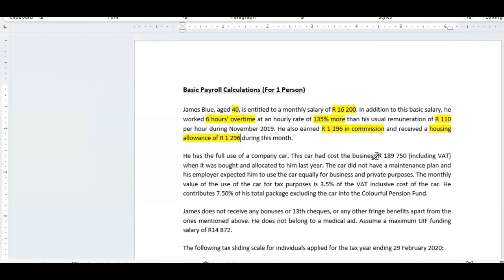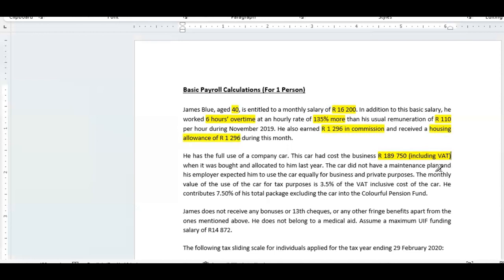The car had cost the business 189,750, including VAT. So we know that it is a passenger car, and therefore we are going to work with a VAT inclusive amount when it was bought and allocated to him last year. Now you're thinking to yourself, how do I know it's a passenger car? They would have told you if it's a delivery vehicle, and I've never ever seen that. So this is definitely a passenger car that he's using.